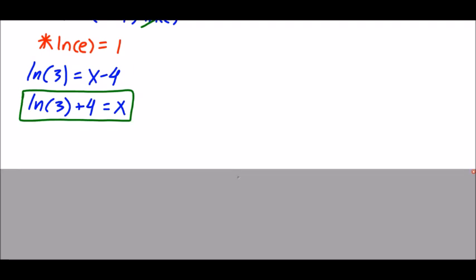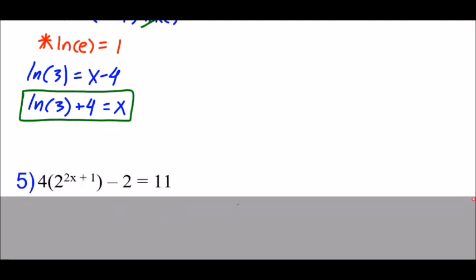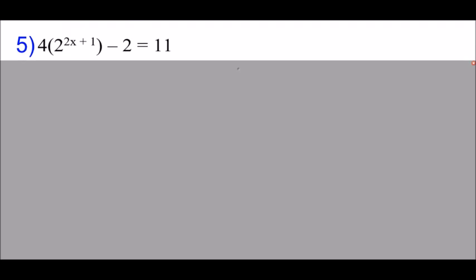Here's another example, example 5. This one has a little bit more to it, just some initial work we have to do. If you recall, step 1 for solving these equations is to isolate the exponential term if necessary. So that's what we should do first. We should get the 2 raised to 2x plus 1 by itself first. We need to isolate that. And the way you would do that is to add 2 to both sides.